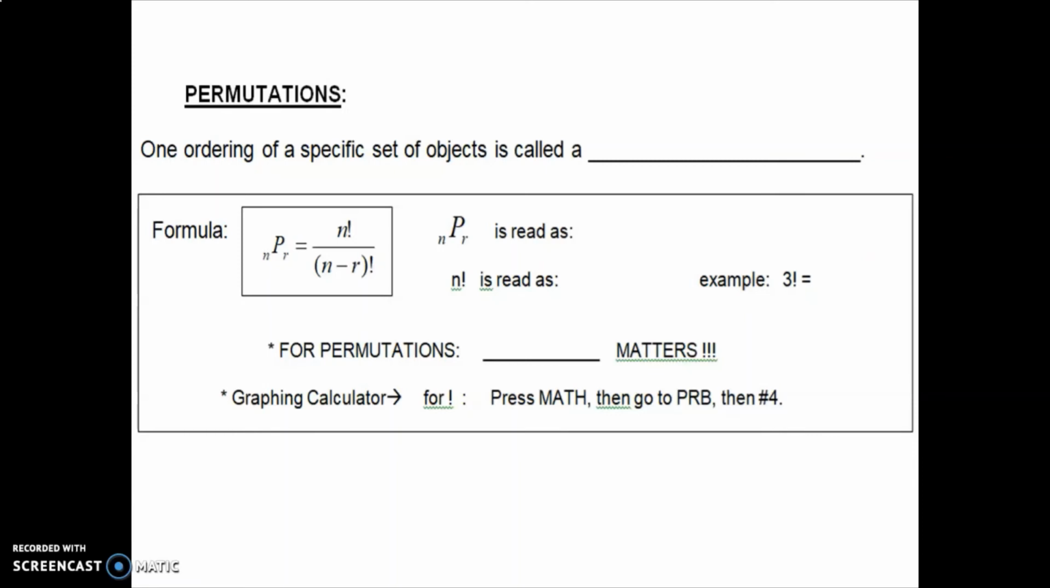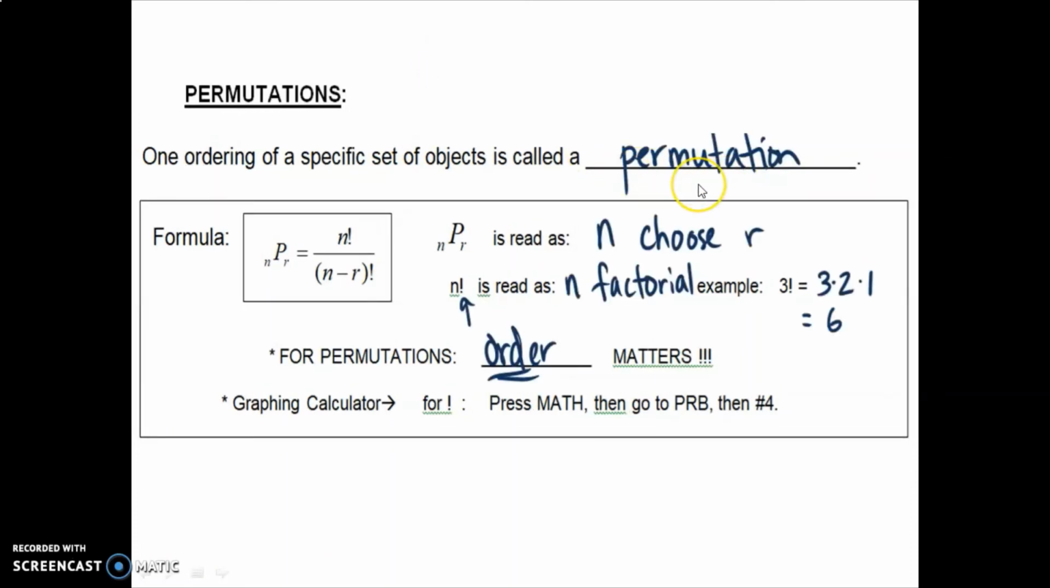Fantastic, here we are. We have arrived at permutations. There are certain exciting times in your life, for example, your wedding day, your birthday, and maybe some other events. This is now one of those. Welcome to permutations. One ordering of a specific set of objects is called a permutation.